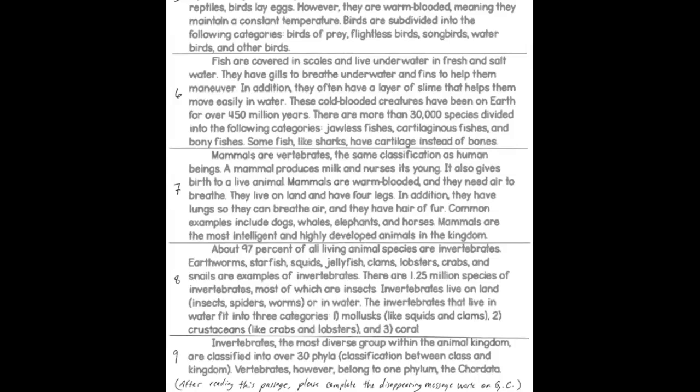1. Mollusks, like squids and clams. 2. Crustaceans, like crabs and lobsters. And 3. Coral. 9. Invertebrates, the most diverse group within the animal kingdom, are classified into over 30 phyla. Classification between class and kingdom. Vertebrates, however, belong to one phylum, the Chordata.